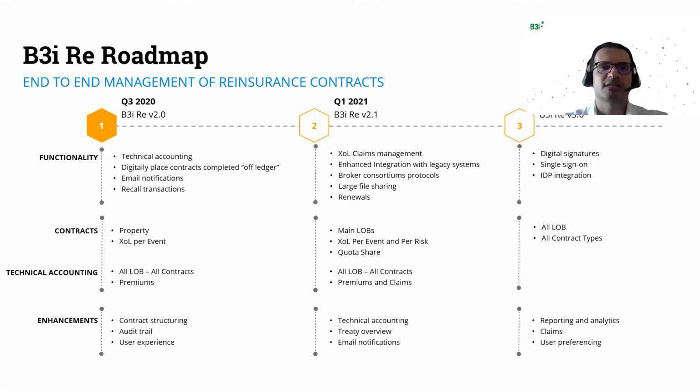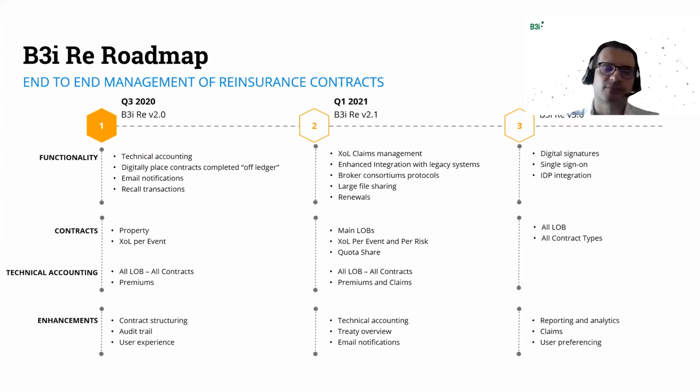And what's coming here, you can see we're talking about B3i Re 2.0, but we already are working on B3i Re 2.1 and 3.0. And you can see we've got in the planning extensions around the type of insurance contract supported, the supported lines of business, and new functionality, for example, around claims management. And really, we're trying to move towards this end-to-end management of insurance contracts that can be transacted on ledger. That's the whole idea, to have it fully covered end-to-end.